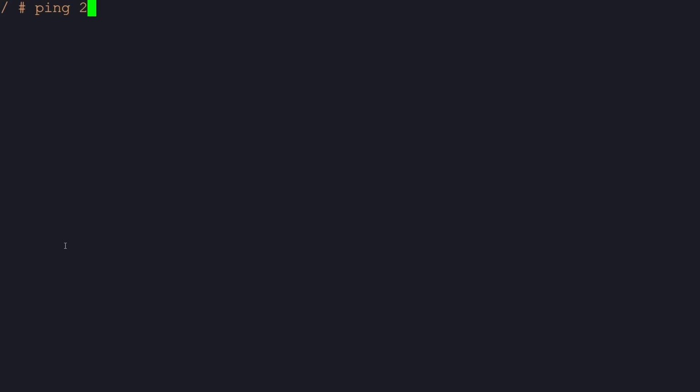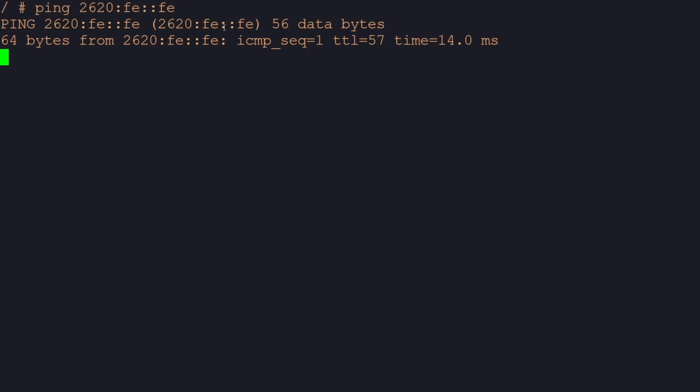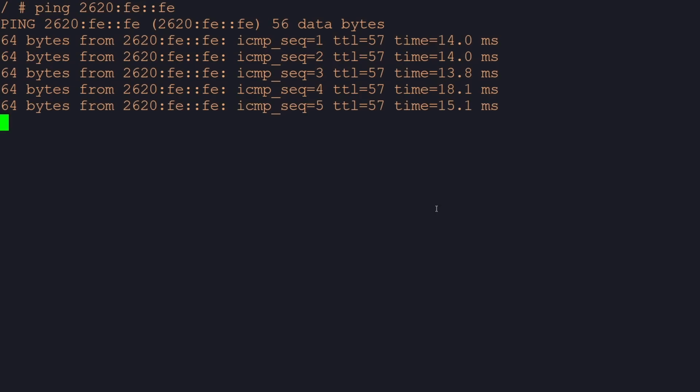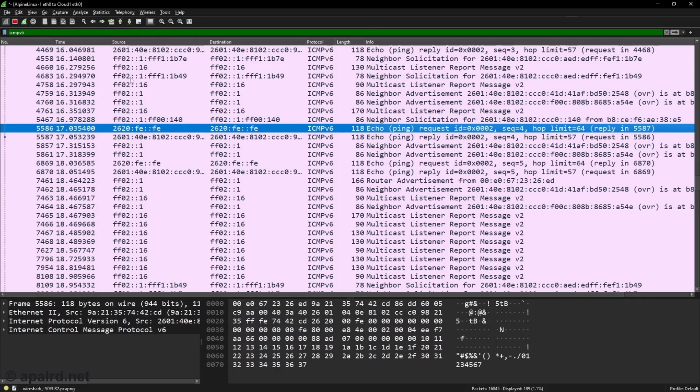So I can ping. We've got the name of a host I'm going to ping, and we'll go. And so we sent it 56 data bytes, and it's coming back just fine. So over in Wireshark, I'm just filtering on ICMP, we have a ping.